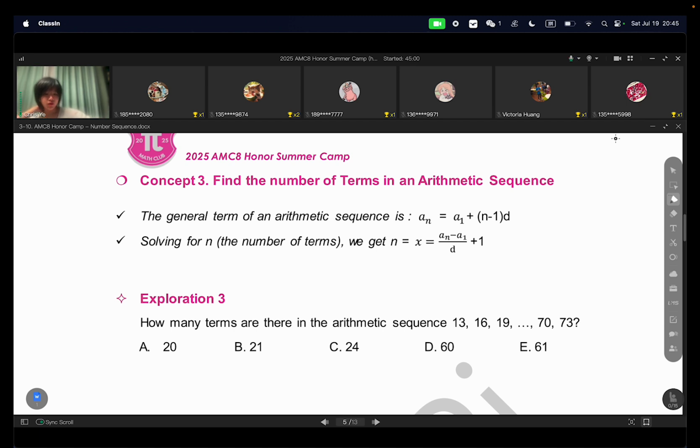The general term of an arithmetic sequence is just going to be denoted as an, which is the nth number in the sequence. So it's just going to be, as you know before, the first term plus the number of intervals, which is n minus 1 times the common difference. So for solving for n, which is the number of terms, we have n equals an, the nth number minus the first number, divided by the common difference, plus 1. So it might seem a little bit complicated, so I'm going to explain it with a quick practice problem.